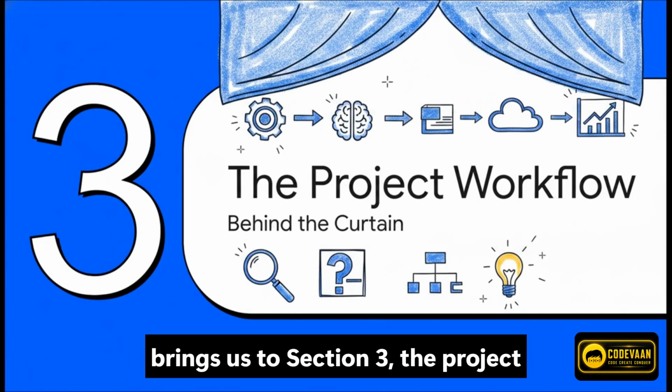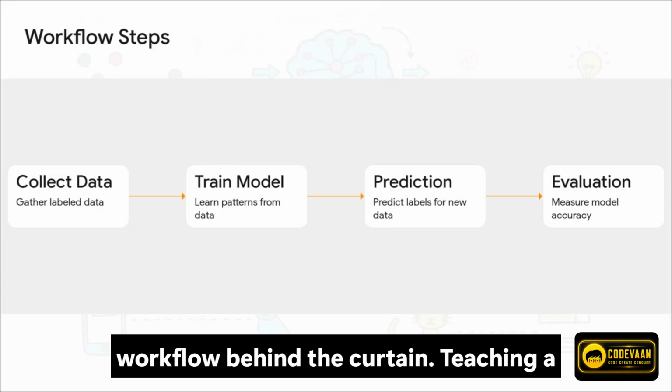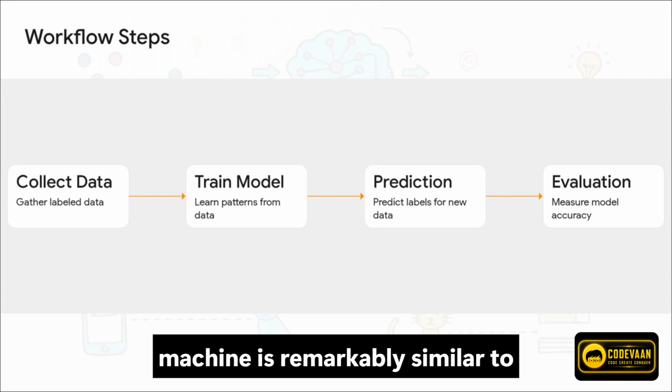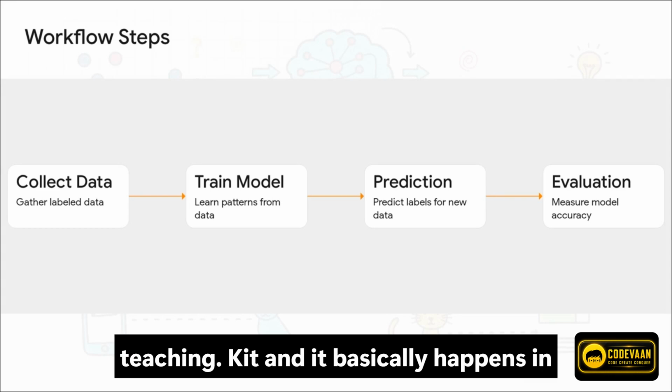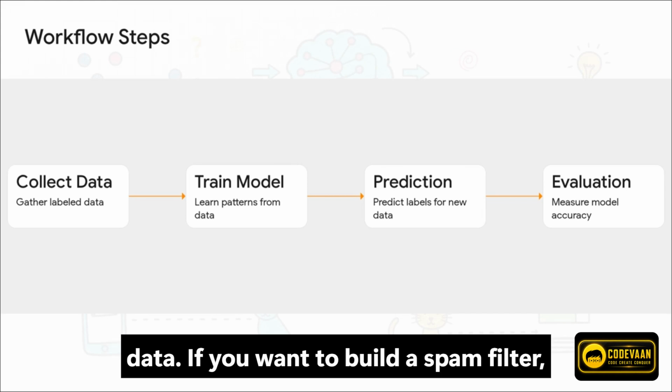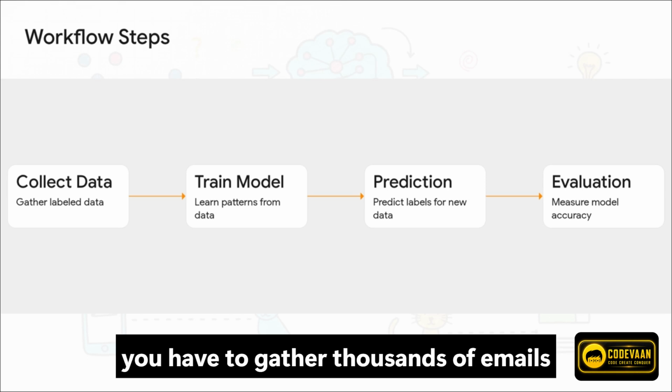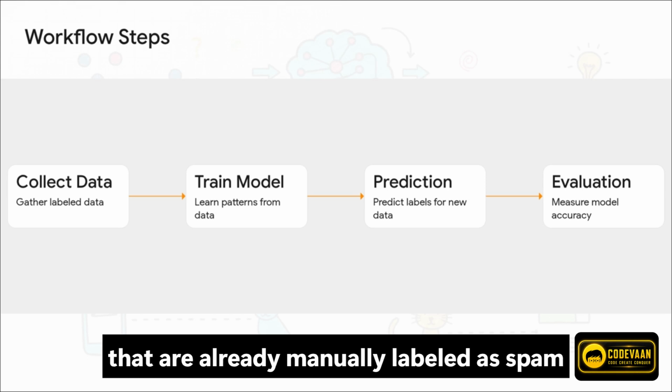Which brings us to Section 3, the project workflow, behind the curtain. Teaching a machine is remarkably similar to teaching a kid, and it basically happens in 4 fundamental steps. Step 1, collect data. If you want to build a spam filter, you have to gather thousands of emails that are already manually labeled as spam or not spam.